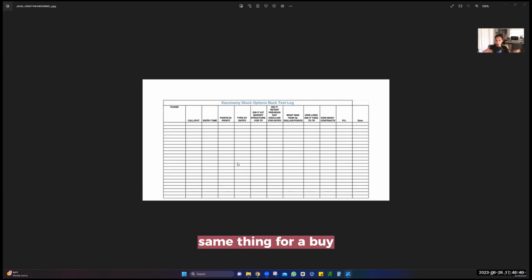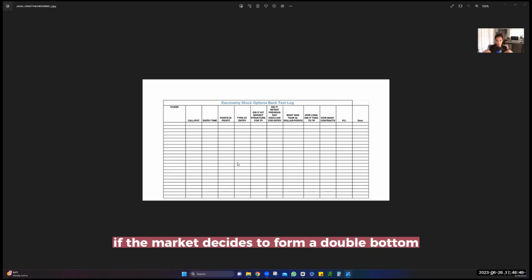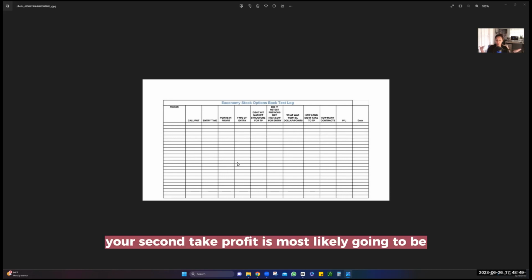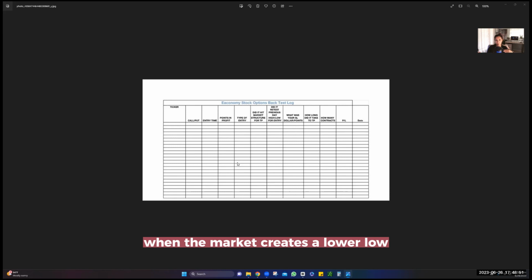Same thing for a sell. You want to at least have your take profit at your previous low, just in case the market decides to form a double bottom and reverse or create a bigger pullback. Your second take profit is most likely going to be when the market creates a lower low or a higher high, depending on the direction of the trade.